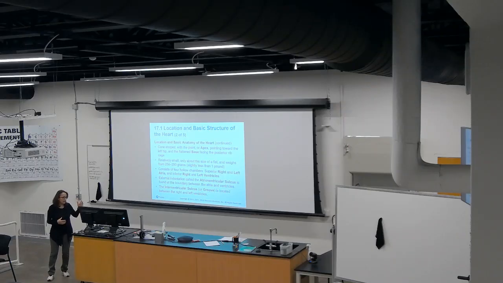And then on the right side, it is at the level of the 2nd intercostal space, just on the side of the sternum, where you have the connection between the manubrium and the body of the sternum into what we call the angle of Lewis, and this is where you have your base. Now, for the size, it is relatively small, according to the size of our fist, and it weighs around 250 to 350 grams.